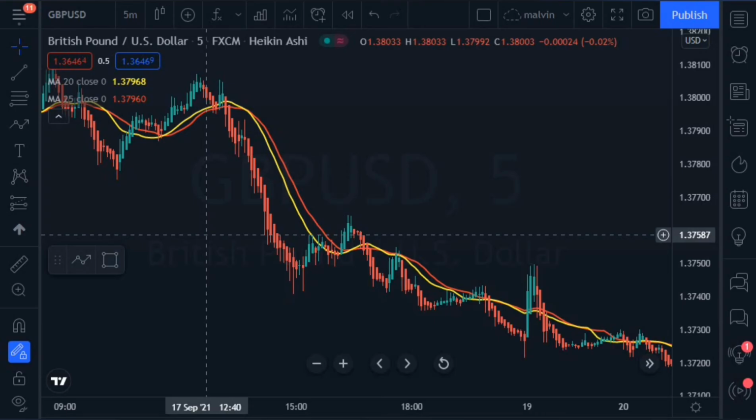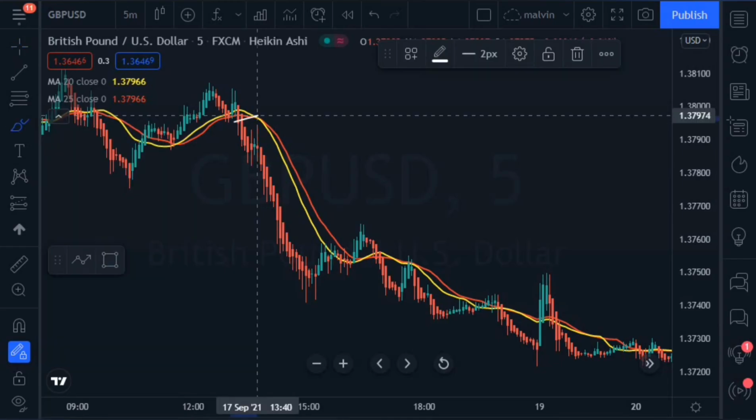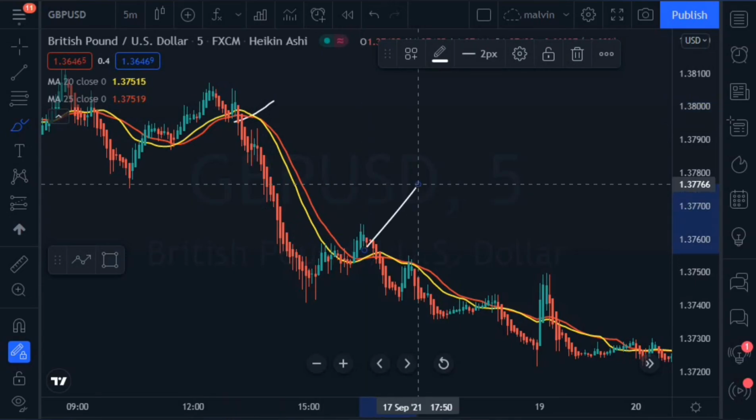So let's now get into the rules for this strategy. When are the points of entry? When are the points of exit? What should you do? What should you not do? Let's get into that. So let me explain the moving average. Once price is below the moving average, you are expecting a sell, and once price is above the moving average, we are expecting a buy.